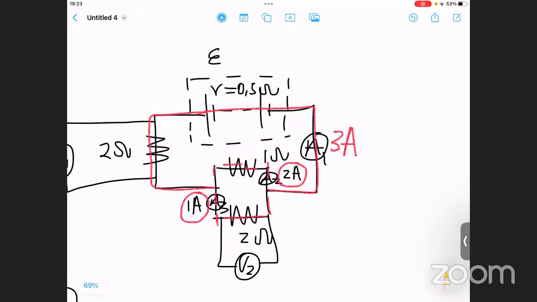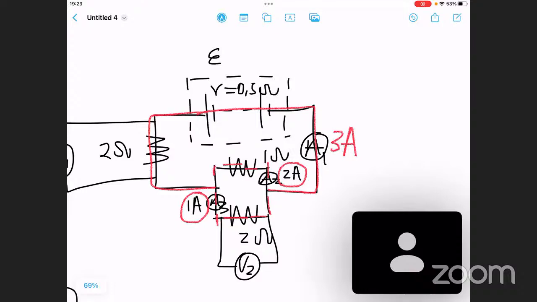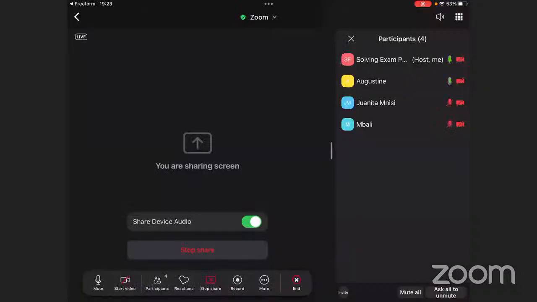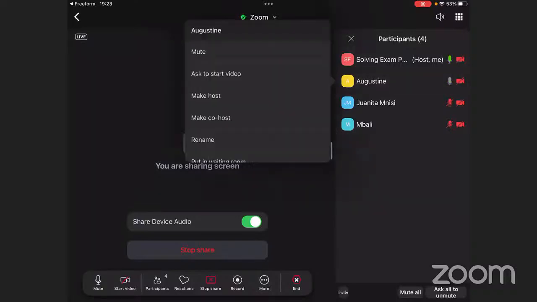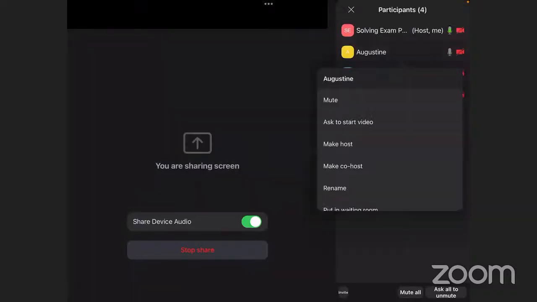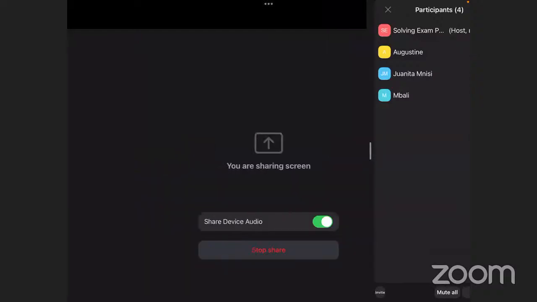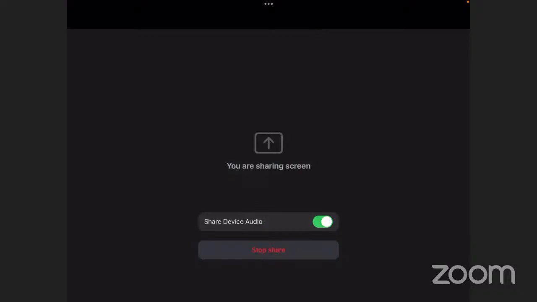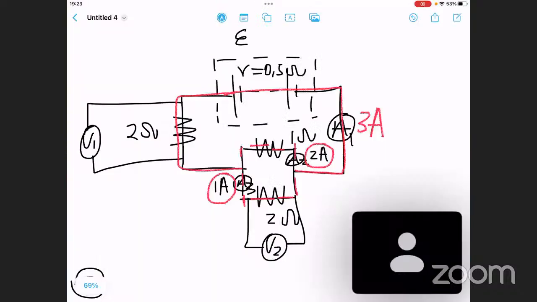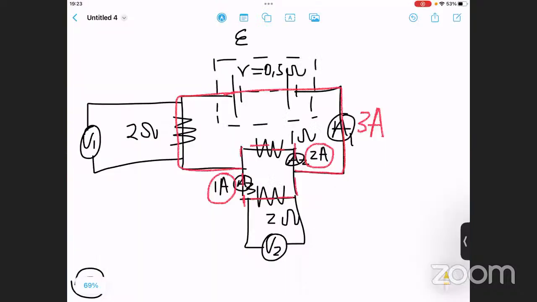Remember to mute your mic so that we are not interrupted by the background noise. Augustino, you need to mute your mic, honorable member. It's muted. Do not click on that button.